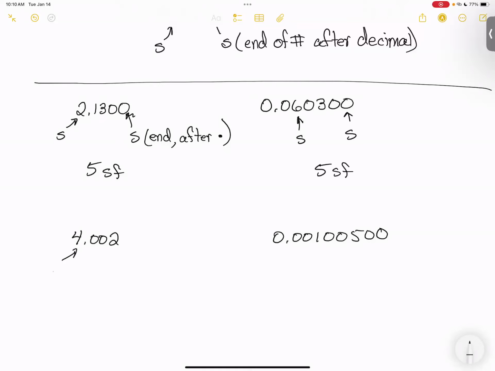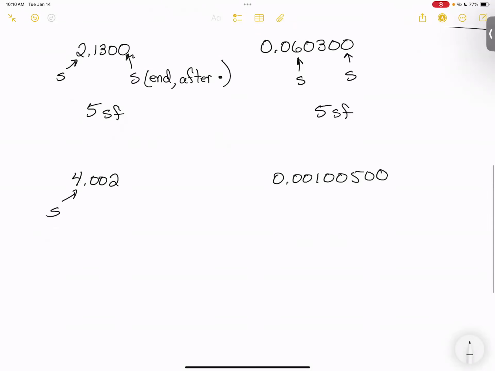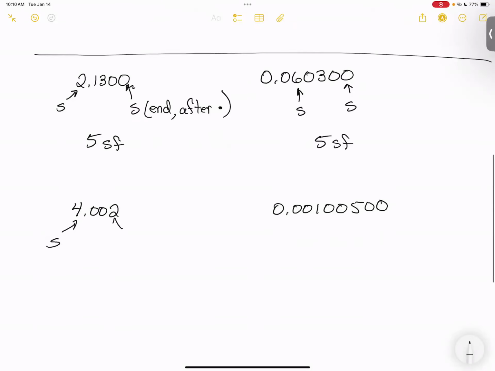Look at the first one. That's non-zero. Look at the last one. In this case, they're both significant. So there's 4 sig figs. Find the first non-zero. And then look at the last digit and determine if it's significant. And therefore, this one has 6 sig figs.